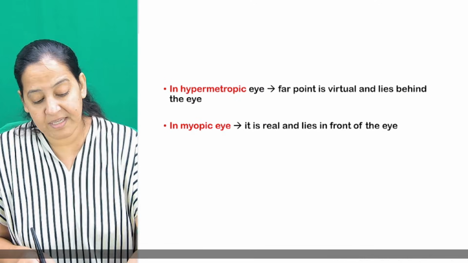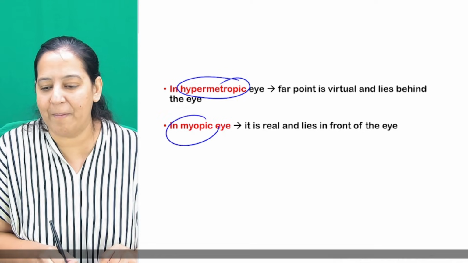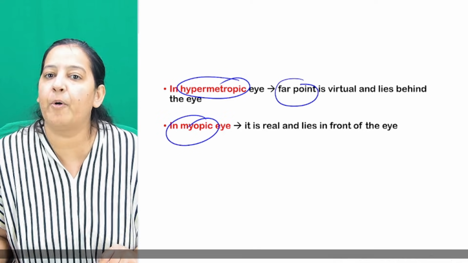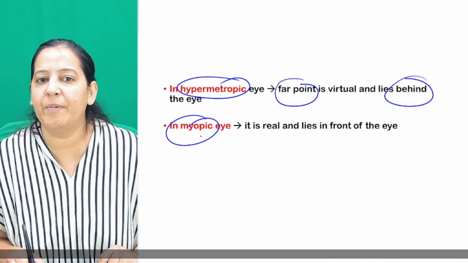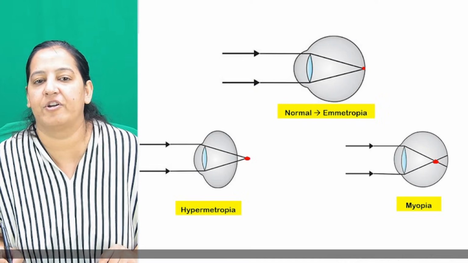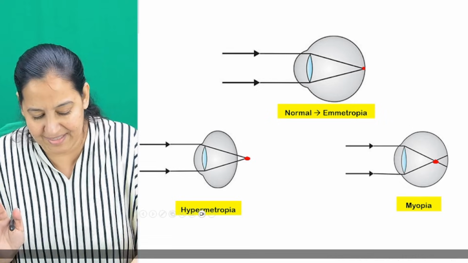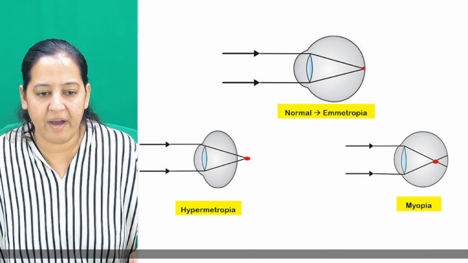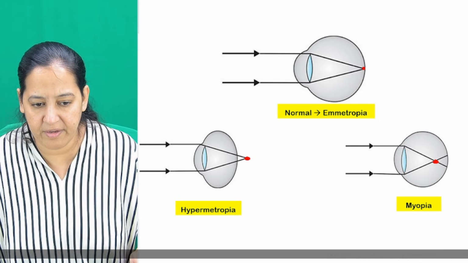What happens in hypermetropia and myopia? I taught you hypermetropia and myopia, no? You tell me what happens. In hypermetropia, the far point is beyond the retina, and in myopia, the far point is in front of the retina. I guess you have attended my previous sessions. You see the emmetropic eye. Can you see the emmetropic eye over here?